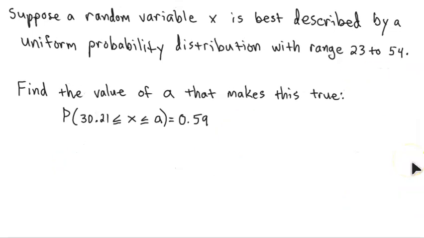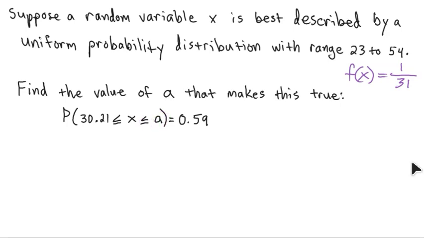All right, suppose a random variable X is best described by a uniform probability distribution ranging from 23 up to 54. So our PDF is going to be f of X is equal to 1 over 54 minus 23. That looks like 31. So 1 over 31. And it says find the value of A that makes this statement true. So X is larger than 30.21, but less than A.